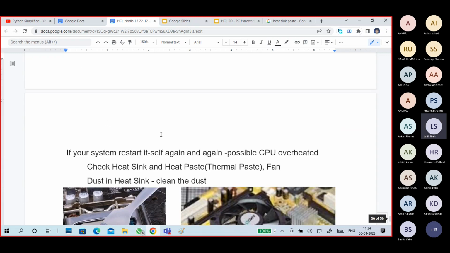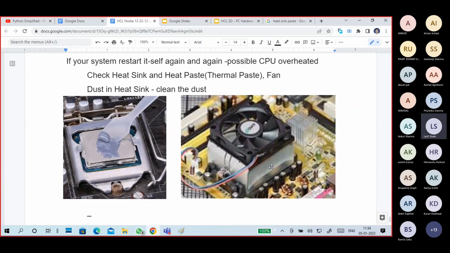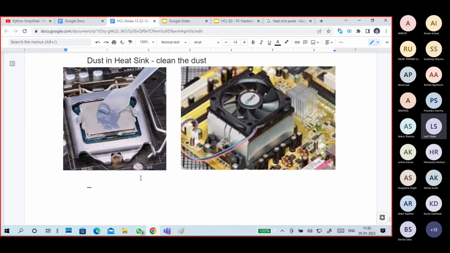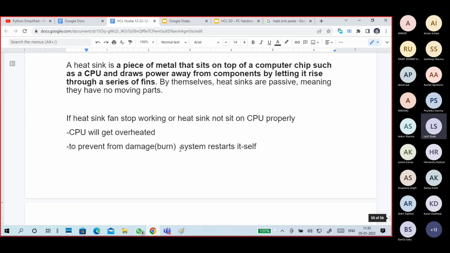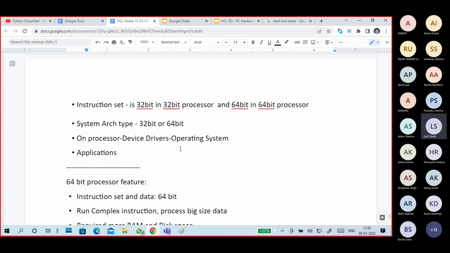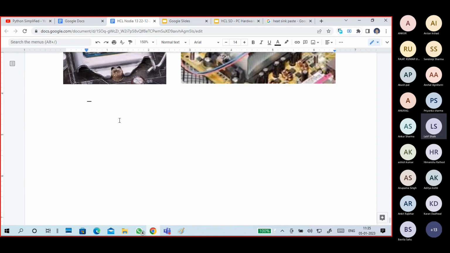What are the possibilities? The heatsink is not sitting properly, or the heatsink fan is not running, or the heatsink paste is not applied or was cleaned. Next is dust on the heatsink. The entire thing gets full of dust. It is very difficult to clean, or maybe it is not cleaned properly, so it is getting overheated. So this is the point.